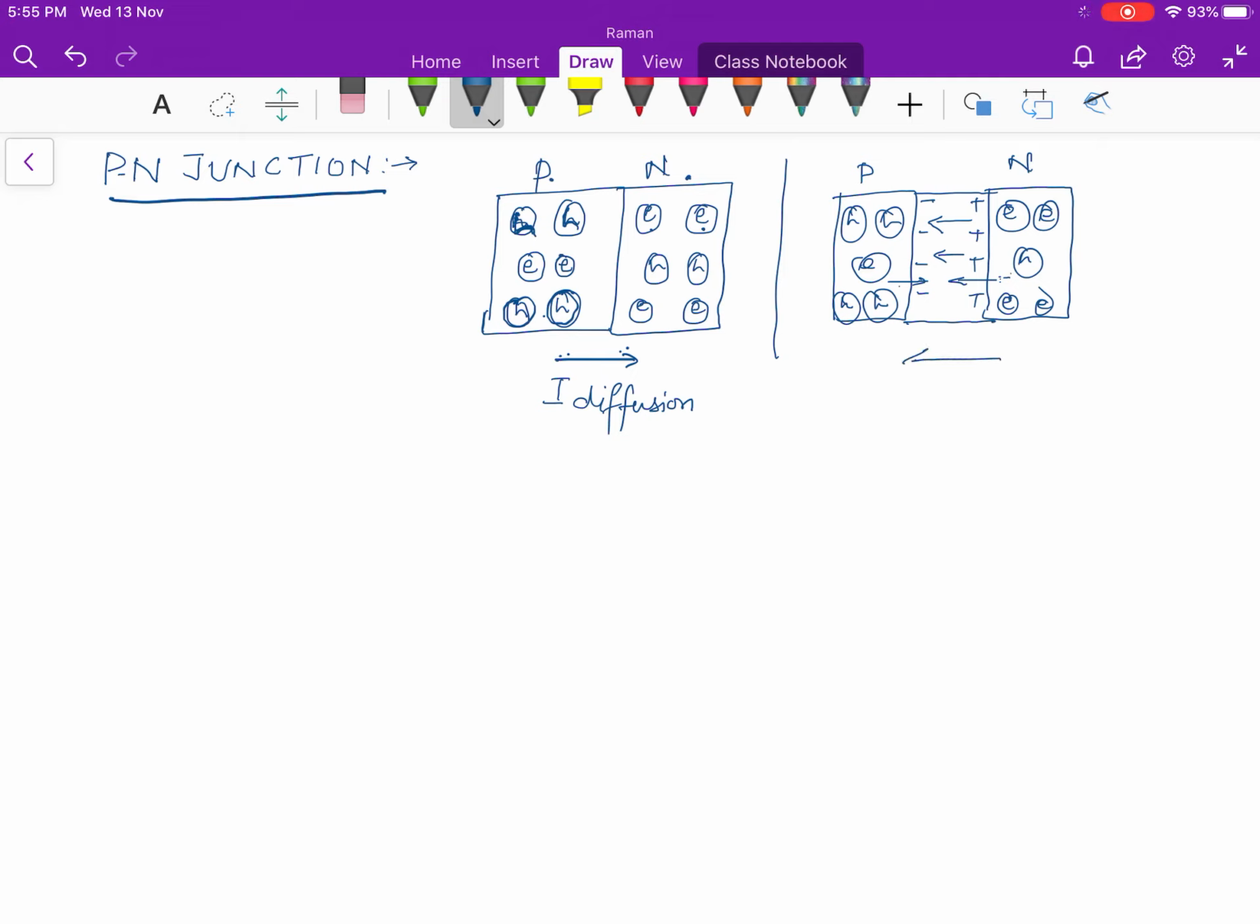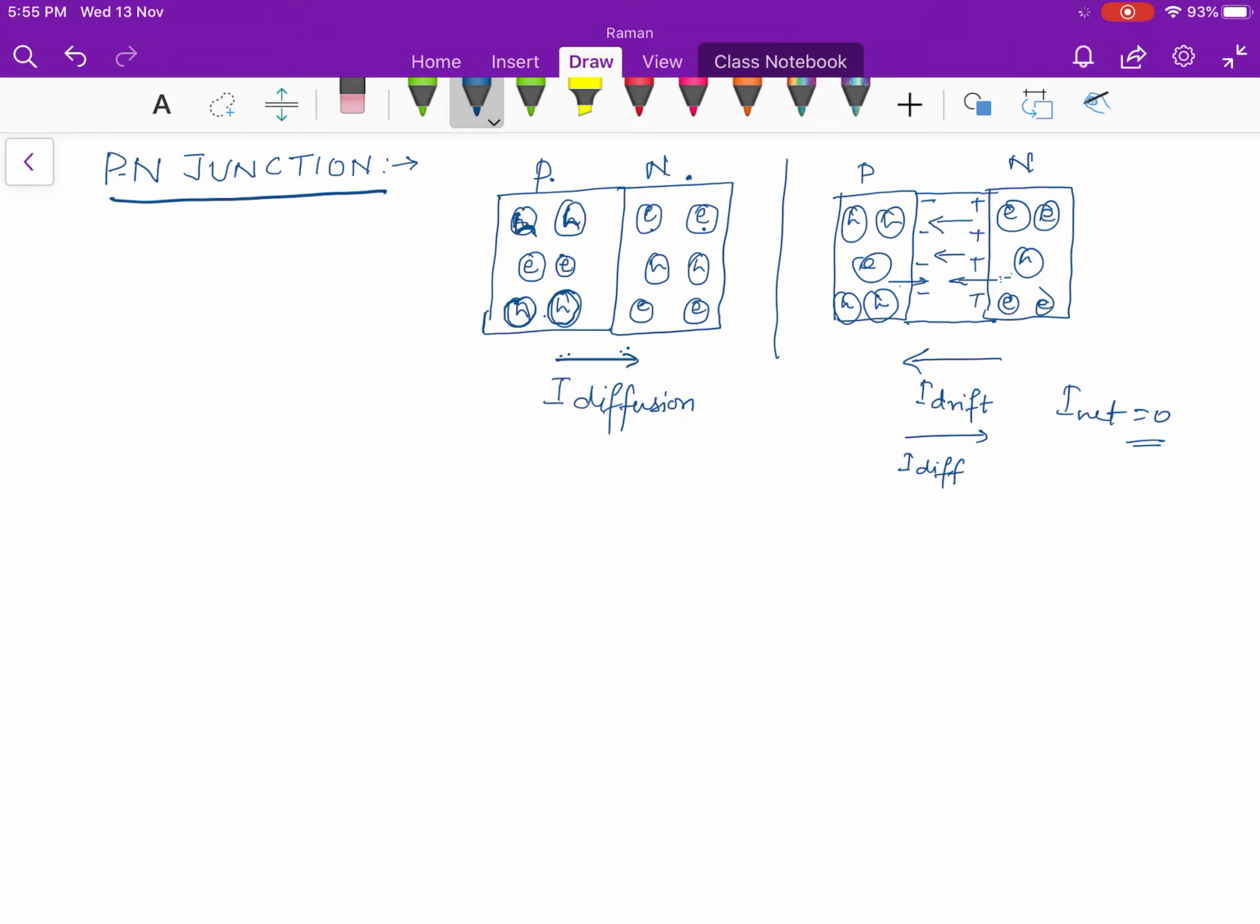That current is called drift current, which is due to the drifting of the charge, and the diffusion current was due to the concentration difference in the opposite direction. At equilibrium, the drift current and the diffusion current are equal, so the net current is 0.